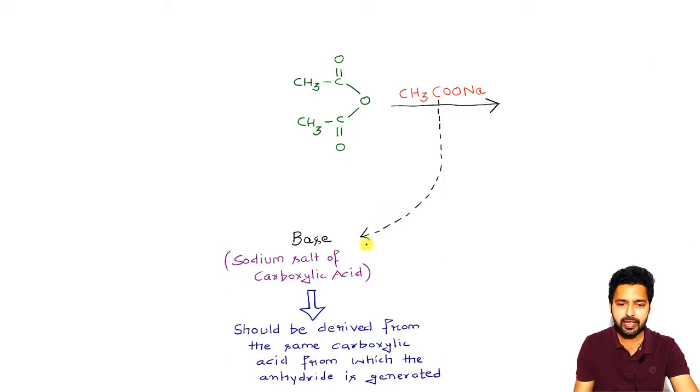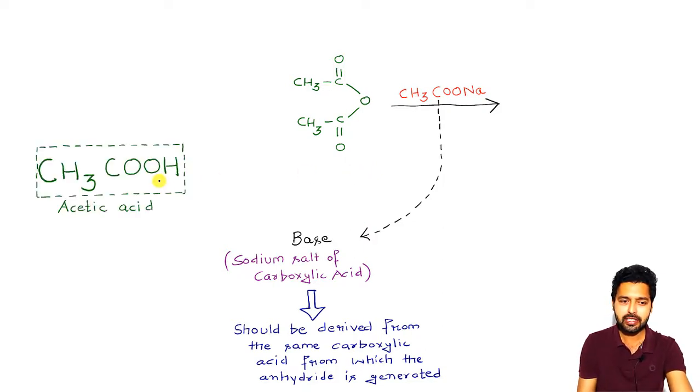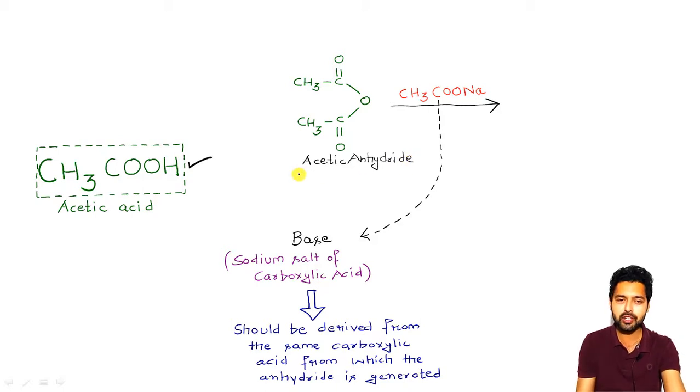You can see here that the base should be derived from the same carboxylic acid from which the anhydride is being generated. This means for this particular case, obviously the carboxylic acid is acetic acid because it is the molecule of acetic anhydride. Let me write here, this is the molecule of acetic anhydride, and this acetic anhydride can only be generated from some parent carboxylic acid, and that is the acetic acid molecule, right?